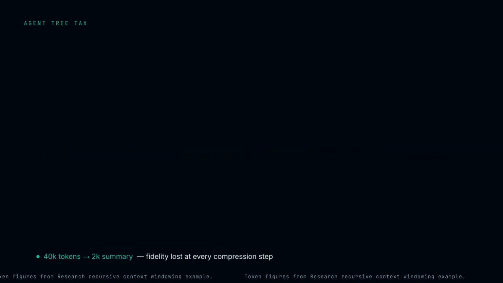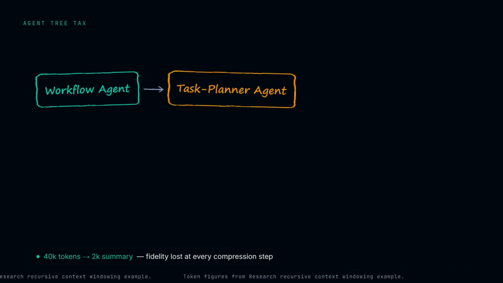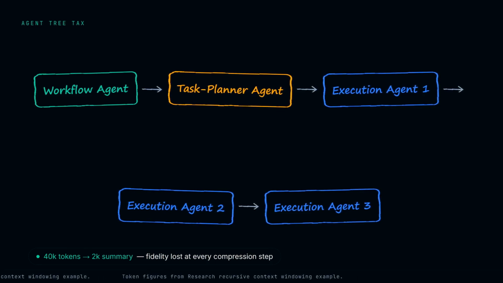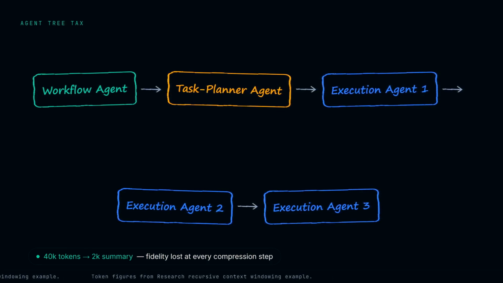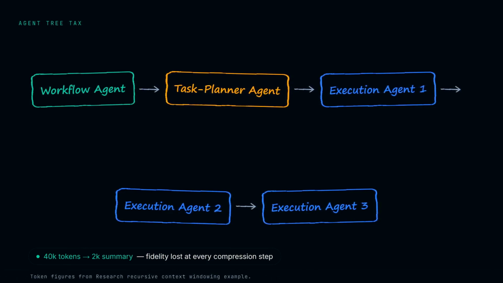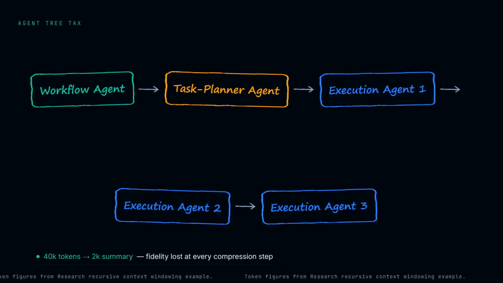Recursive context windowing is the silent tax of deep agent trees. A workflow agent spawns a task planner that spawns 3 execution agents. Each level summarizes its reasoning before passing context down, turning a 40,000 token full trace into a 2,000 token summary. You fit within the context window, but you've lost fidelity at every compression step.